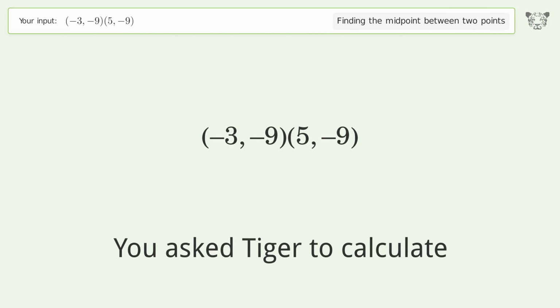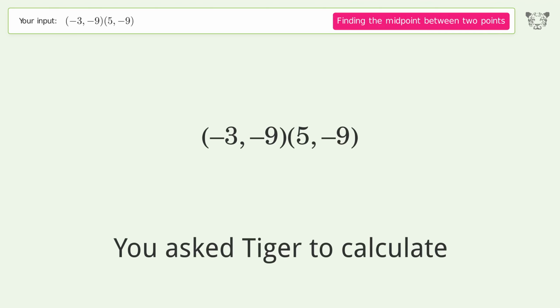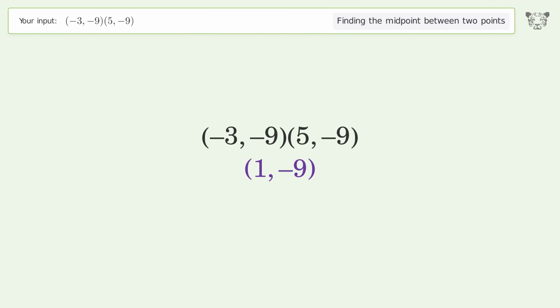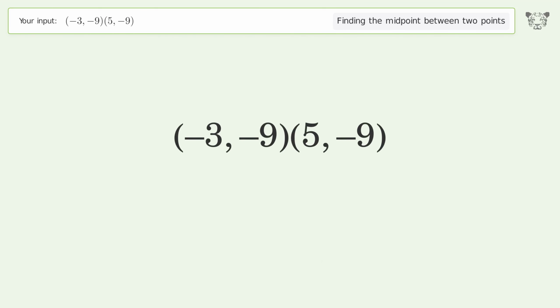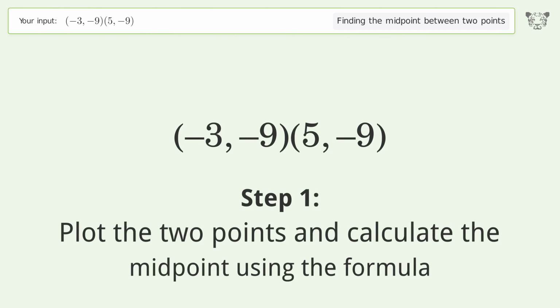You ask Tiger to calculate. This deals with finding the midpoint between 2 points. The midpoint between the 2 points is 1, -9. Let's solve it step by step. Plot the 2 points and calculate the midpoint using the formula.